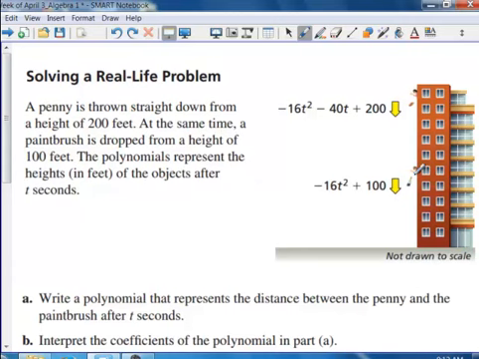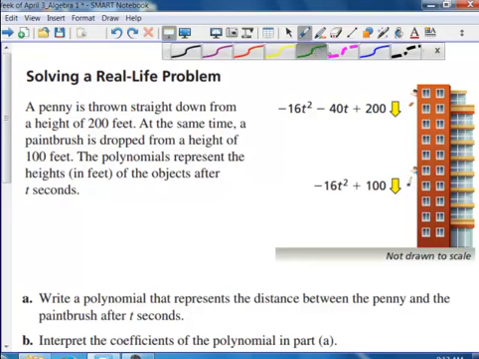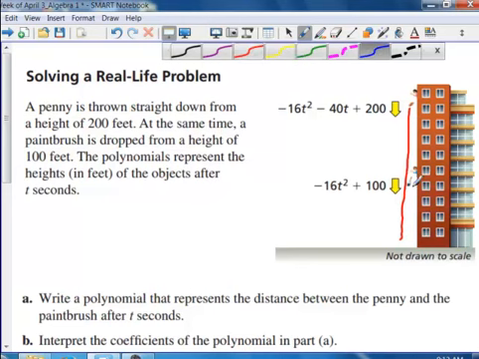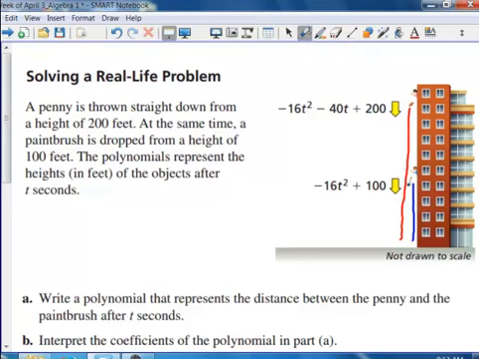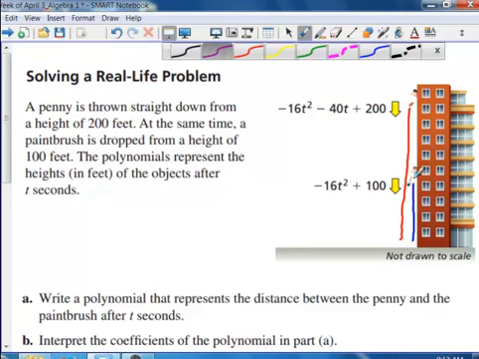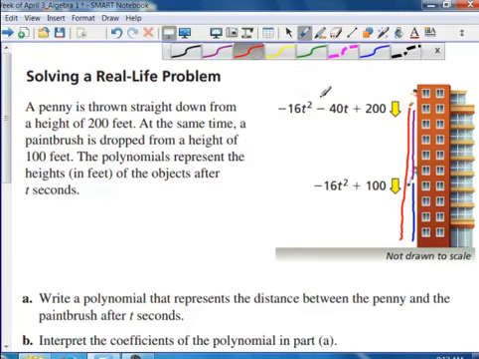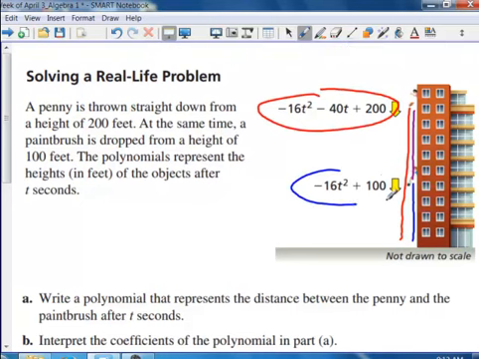So they say write a polynomial that represents the distance between the penny and the paintbrush. Well, here's the distance between the penny and the ground. Okay? And here's the distance between the paintbrush and the ground. So red and blue make purple, so really it's this distance that we're looking for, right? But the distance between the penny and the ground is, in fact, this. And the distance between the paintbrush and the ground is, in fact, this.